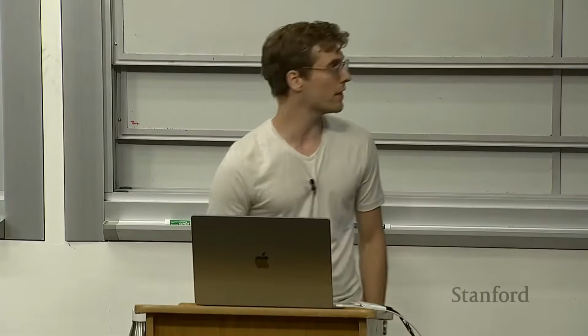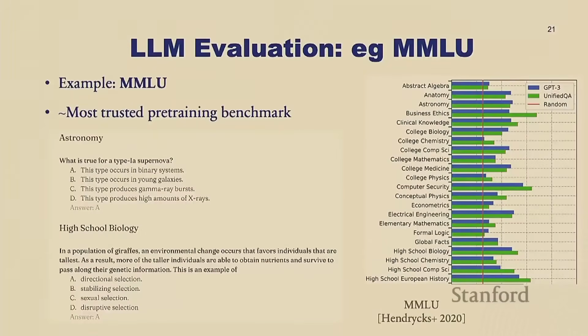To give you a specific example, MMLU is probably the most common academic benchmark for LLMs. This is just a collection of many questions and answers in many domains, for example college medicine, college physics, astronomy, and these types of topics. The questions are things like, this is in astronomy, what is true for a type 1a supernova? Then you give 4 different potential answers, and you ask the model which one is more likely.